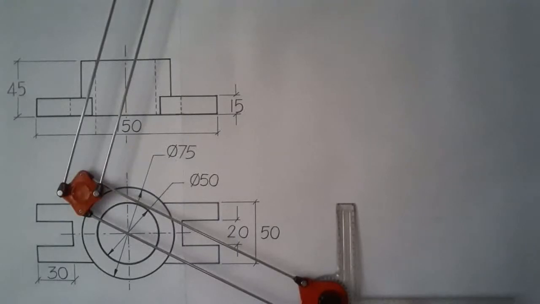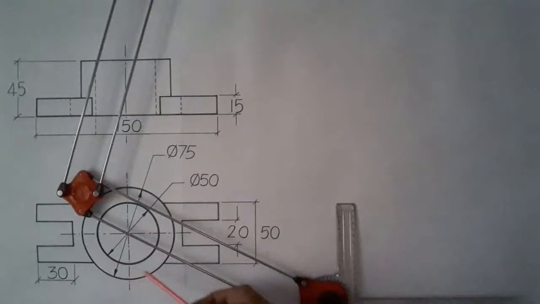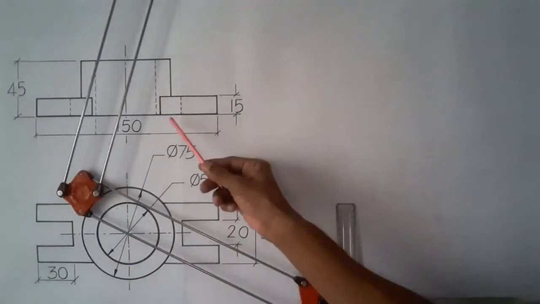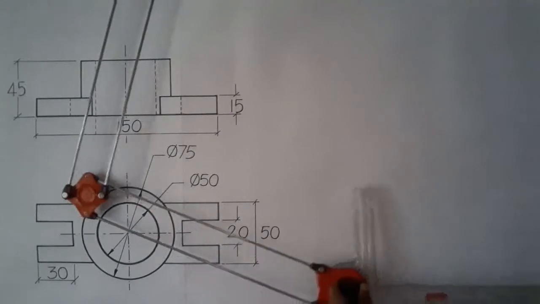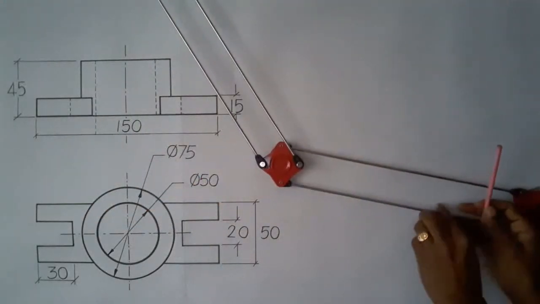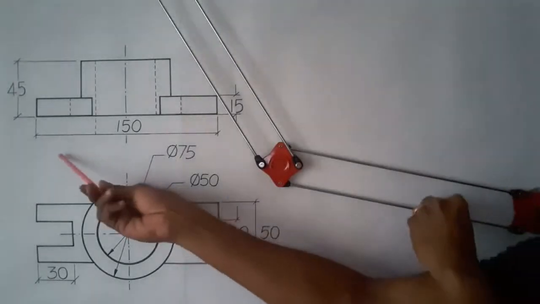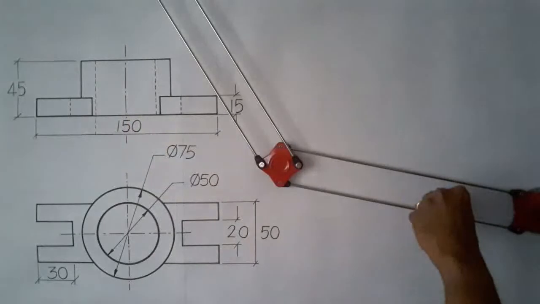Hello and welcome to the workbench. In this tutorial, you are going to see how to plot an isometric view of this object. So we have a front view and a top view. The total length of the front view is 150 mm and the total height is 45 mm.